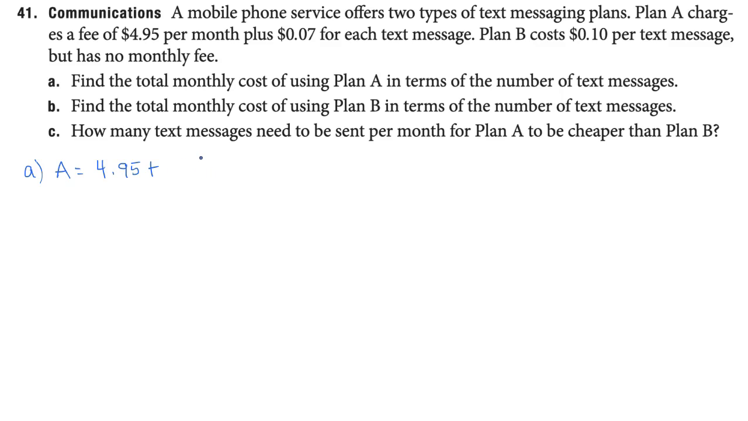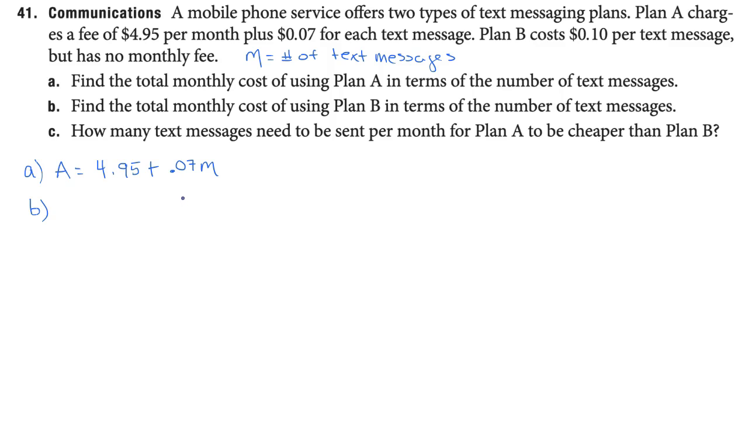So I'm going to say M is the number of text messages. Again, this is an important step. You need to pick a variable, make it up, something that makes sense. You could say N for number, or T for text messages, or I used M for messages. So down here, it's 7 cents for every single message, multiplied times the number of messages. So that's going to be the cost of plan A.